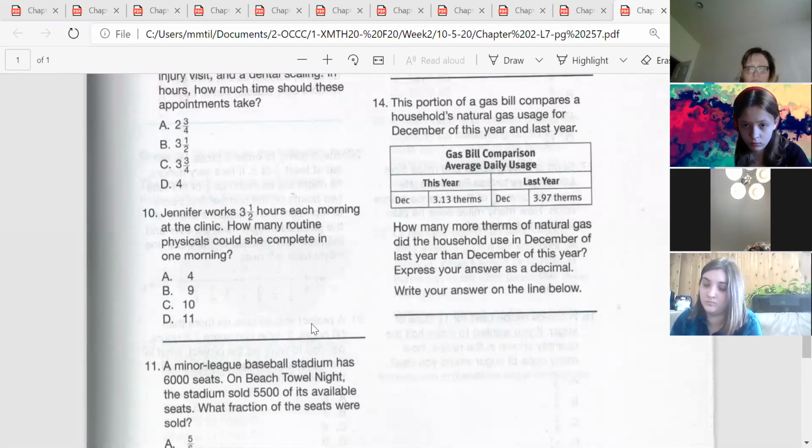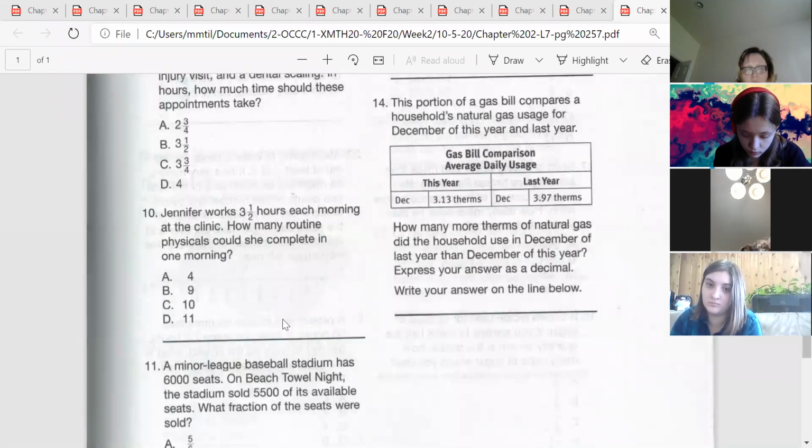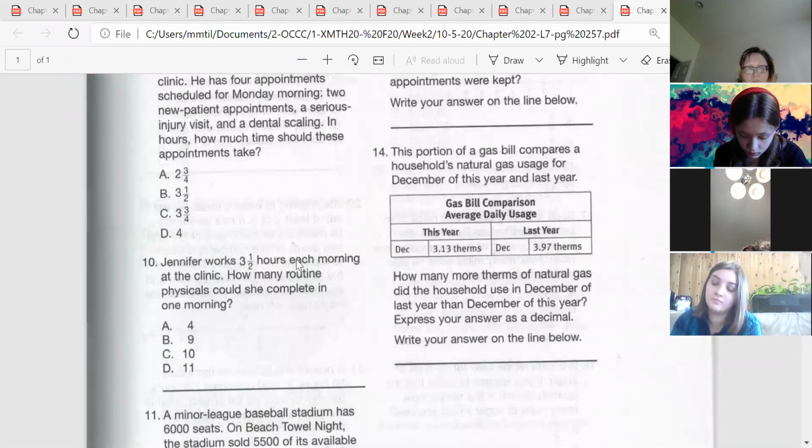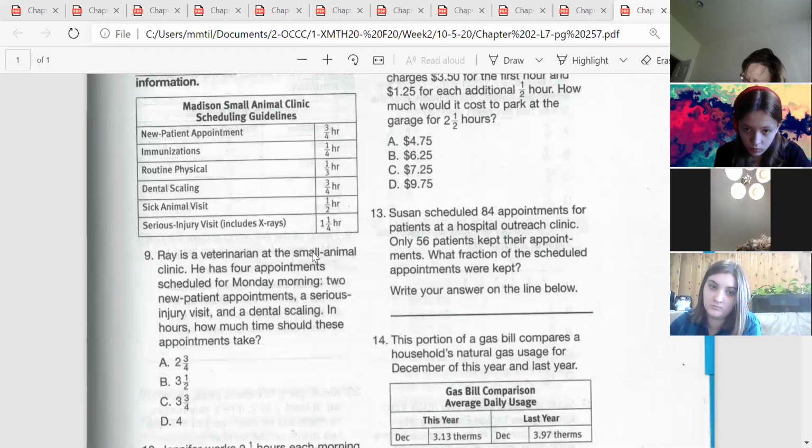Okay, look at number 10. Jennifer works 3.5 hours each morning. Okay, 3.5 hours per morning. How many routine physicals could she complete in one morning? So we'll look at the table. How much time does a routine physical require? 1/3 of an hour. Yeah, a routine physical is a third of an hour, right?